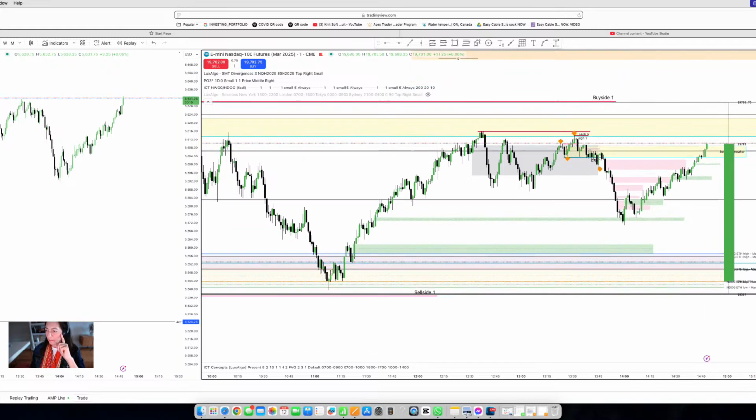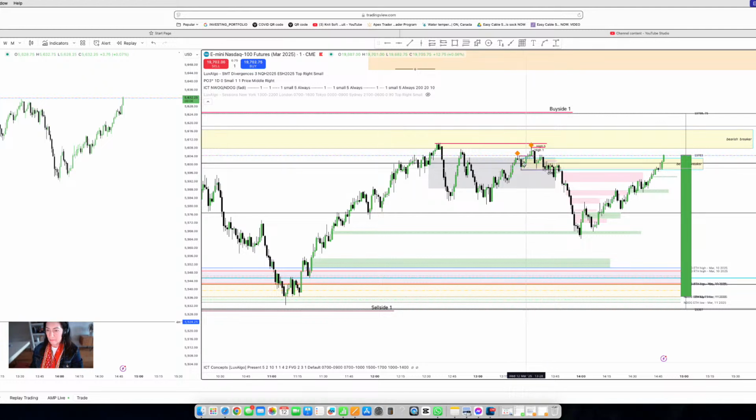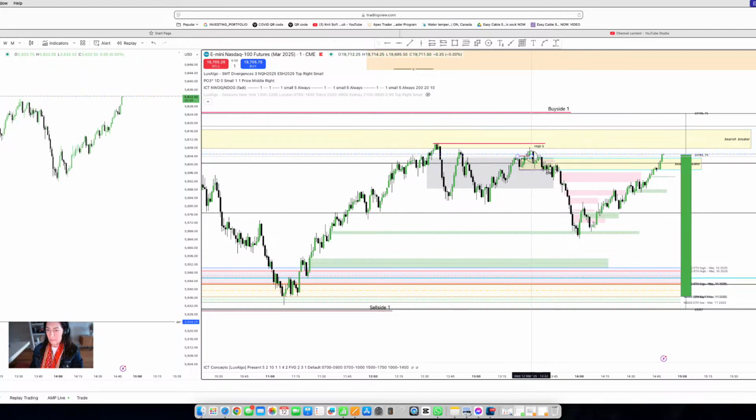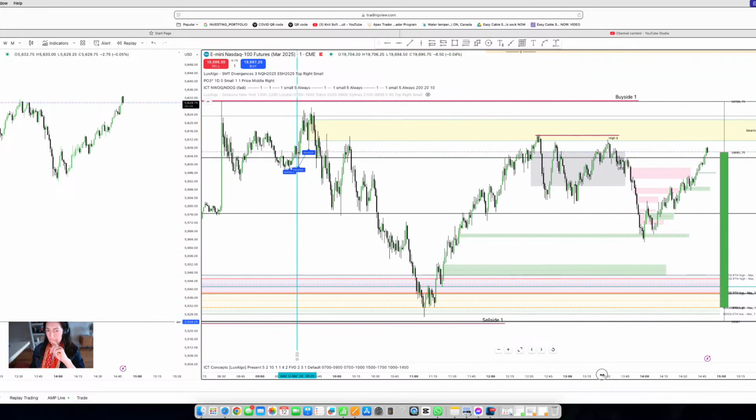So we've gone above this breaker. I'm just going to take that off. That was our original breaker today from this morning.